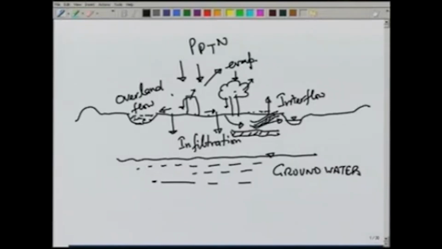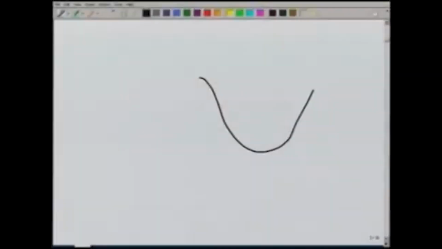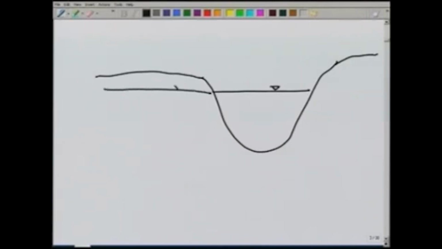Now, various components of the runoff, if we look at, let us say, a river cross section, and let us say the ground surface is like this and the groundwater is here. The part which comes over the surface is known as surface runoff. And the part which comes from the groundwater is called base flow.